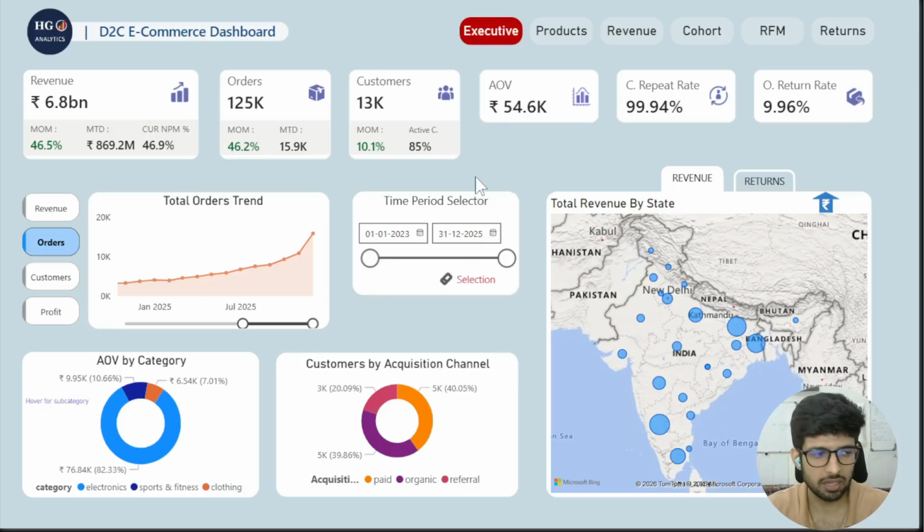So this is the executive tab. This is where the people who make big decisions see what is happening in their business. In the revenue, you can see this is the total revenue that the company has generated. This is the month on month revenue, and this is the month till date revenue, that is, from the starting of this month, how much revenue we have made. And this is the current net profit margin that we are running on.